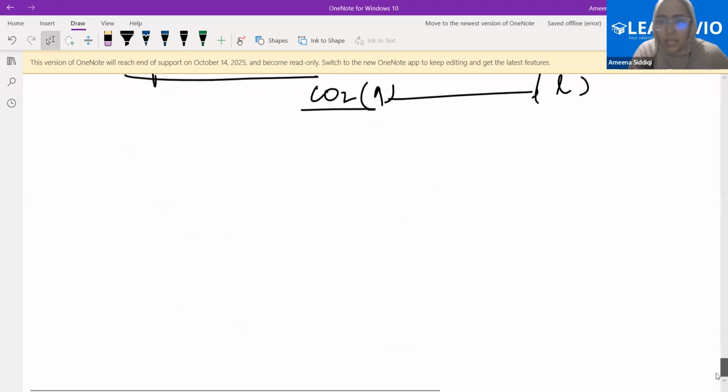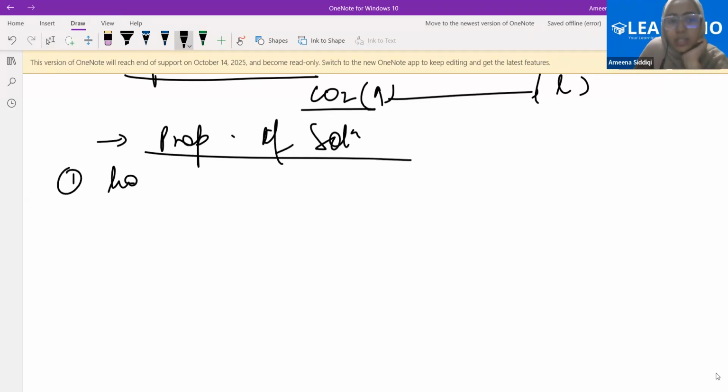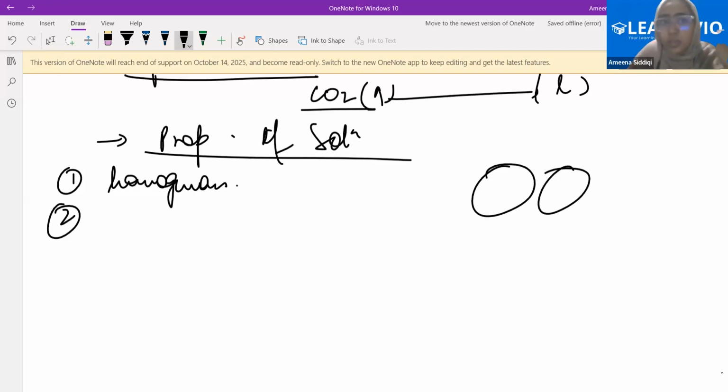Now we come to the next part, the properties of solution. We have understood the examples here. We have 4 properties. The first one: what is the nature of this? It is homogeneous. The second: why is it homogeneous? Because proper dissolving is taking place. Why is proper dissolving taking place? Because the particles are very small in size. If the particles are big in size, I'm very sure the dissolving cannot take place. That is why they are suspended.